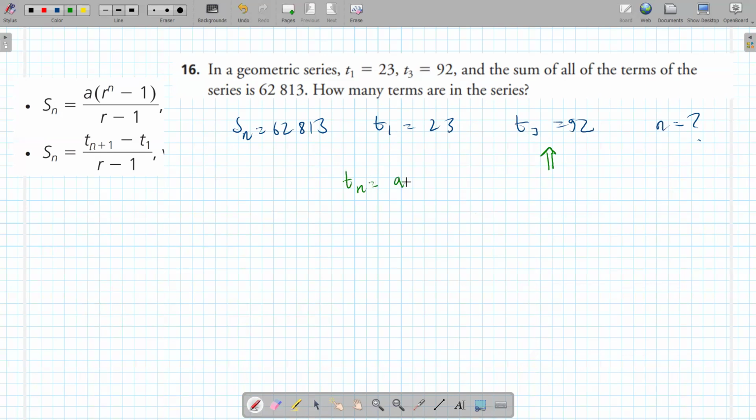Tn is A times R to the power of n minus 1. So if T3 is 92, what does this equation become? 23 times R to the power 2. So 23 times 2 is 46, times 4 is 92. So R is going to be 2.